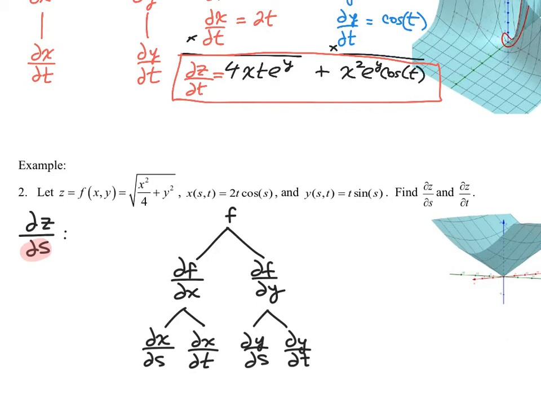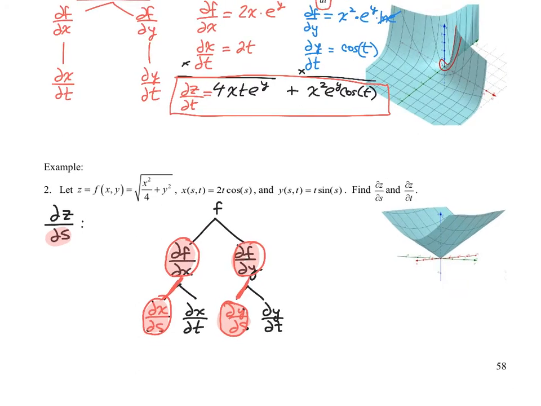So starting with my original function, I could take the partial with respect to x and then multiply that by the partial of x with respect to s. Or I could follow this other pathway and ultimately end up with an s. So these are the relevant pathways. Starting with this guy, following this branch, or I can go with this guy and follow this branch. But ultimately, it's telling me the things that I need in order to find partial z with respect to s.